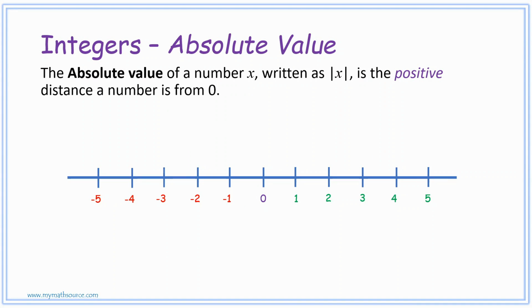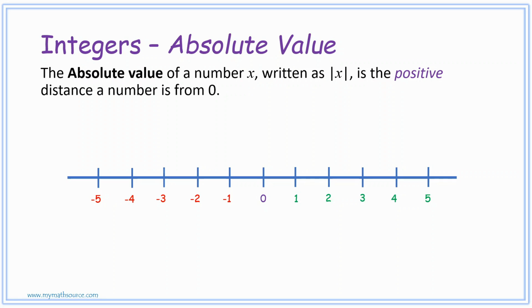All right, so in this chapter, we're looking at absolute value. Now, the absolute value of a number x is written as the absolute value of x. And so you see a number in between two straight lines. It is the positive distance of a number from 0. And so here we see our integer number line.